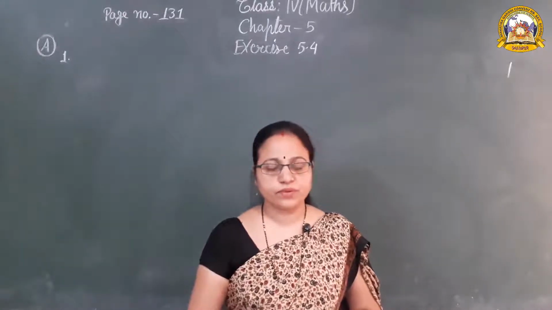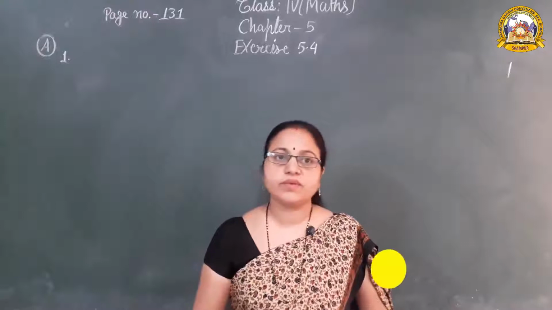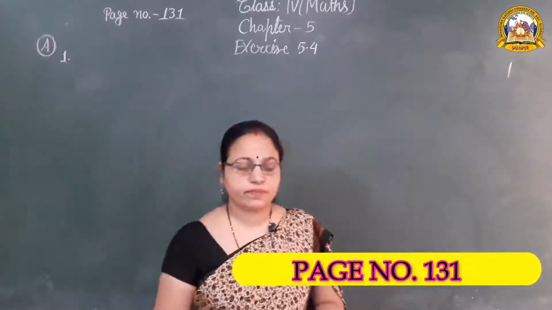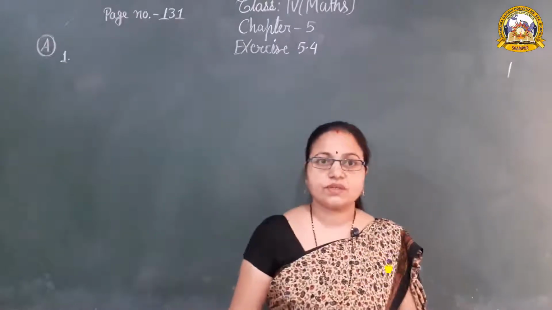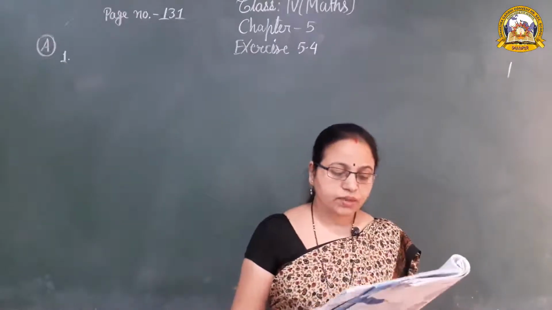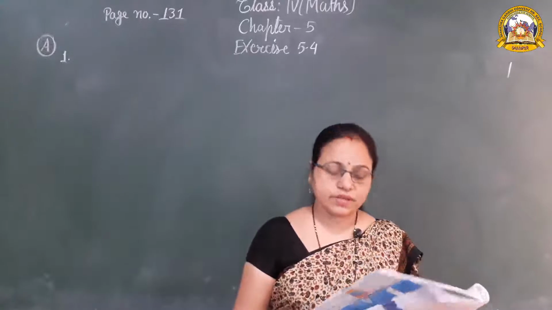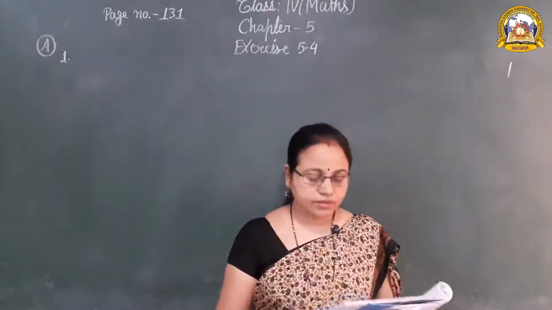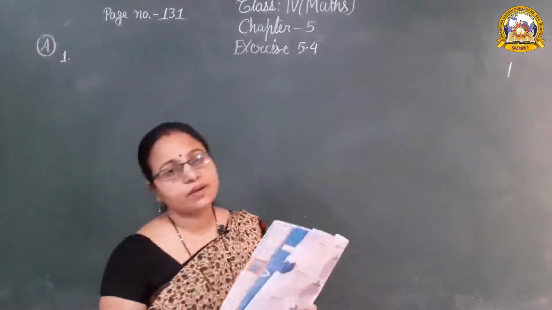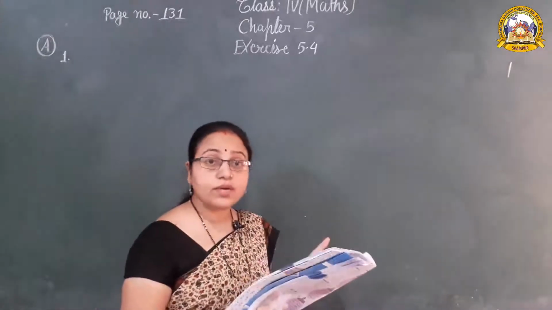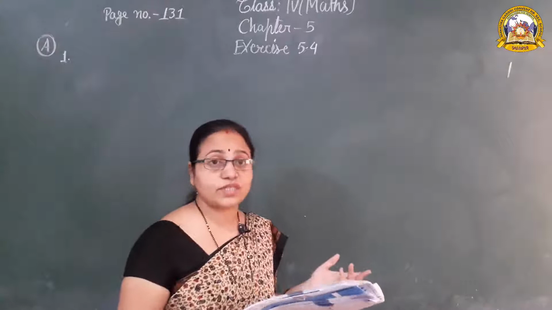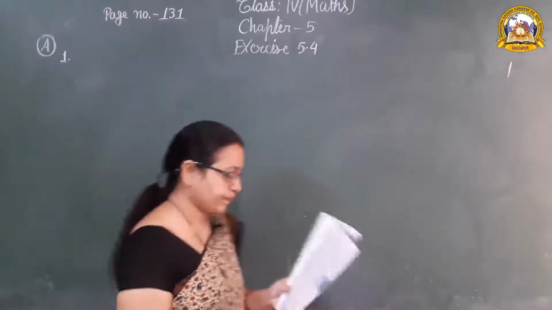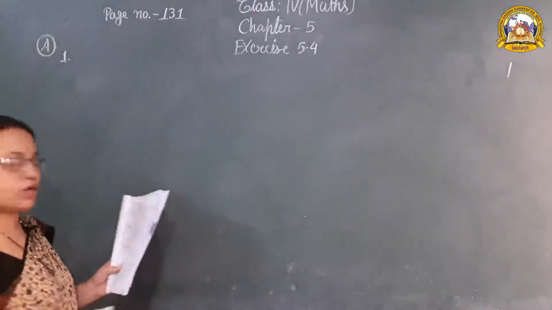Exercise 5.4. Look at page number 131. First question: find the quotients and the remainders without doing long division. Without doing long division, how can we get the quotient and the remainder? So let's see.